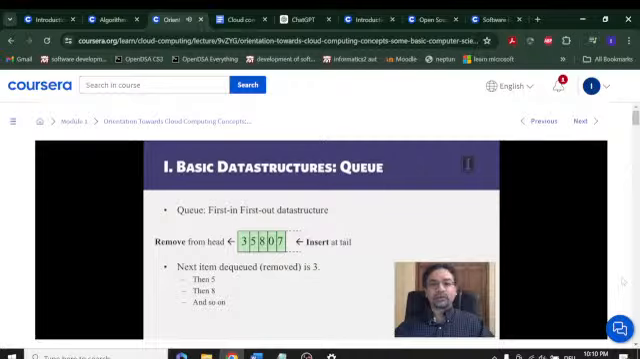This is an ordered list of elements. When you remove an element from the queue, you remove it from the head of the queue. In this case, the head is the element 3. When you insert a new element, you insert it at the tail of the queue, which means that if I insert a new element, say 1, it's going to get inserted right after 7 in this queue.